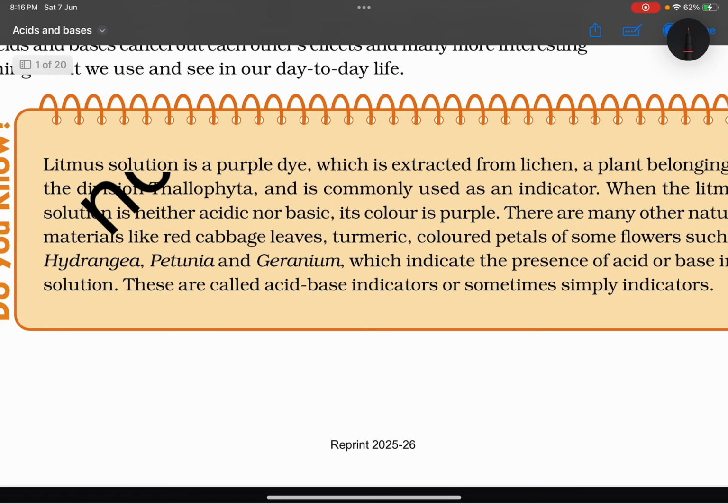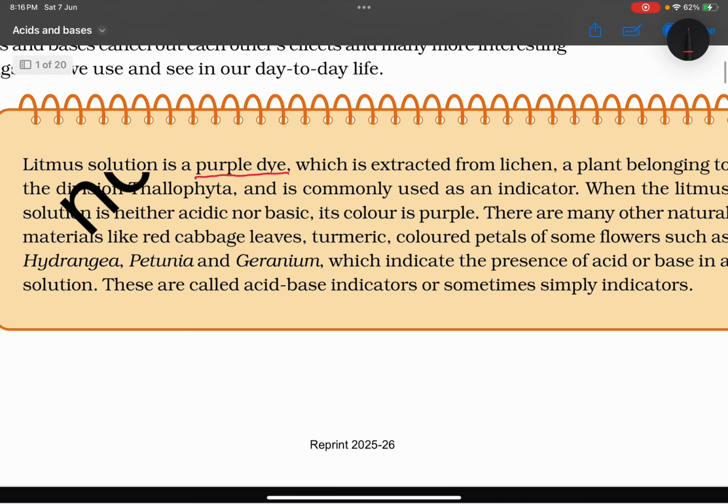Litmus solution is a purple dye which is extracted from lichen, a plant belonging to the division Thallophyta, and is commonly used as an indicator. When the litmus solution is neither acidic nor basic, its color is purple.